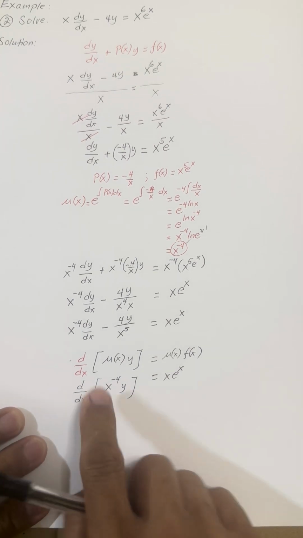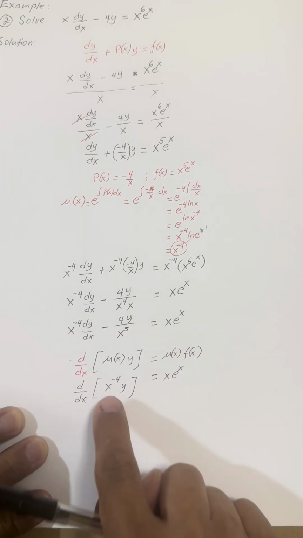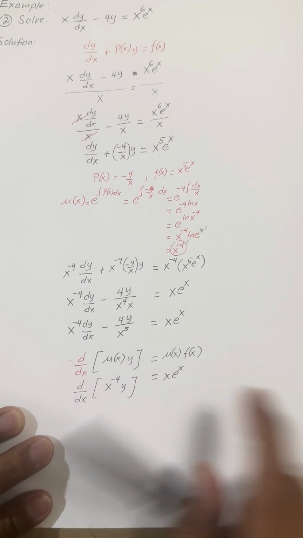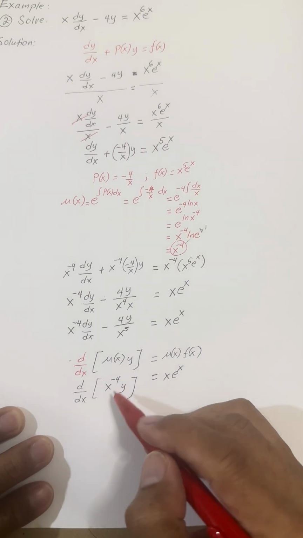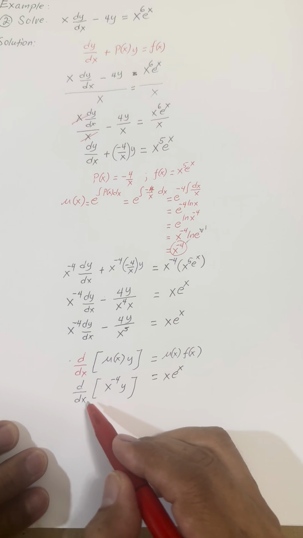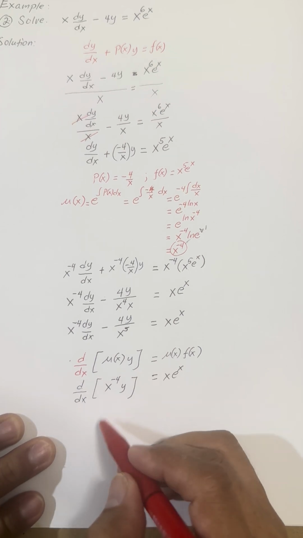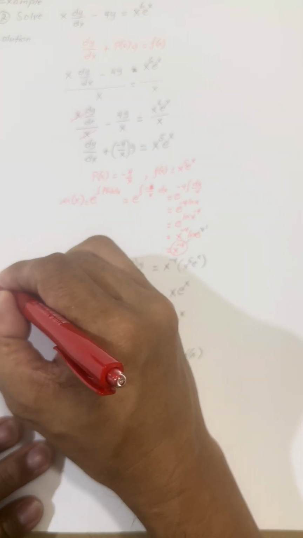Alright, so how do we determine if this one is exactly equal to this one? Let's use the derivative of the product, the product rule. We will apply the product rule here. So the product rule says that, okay, I will write it.